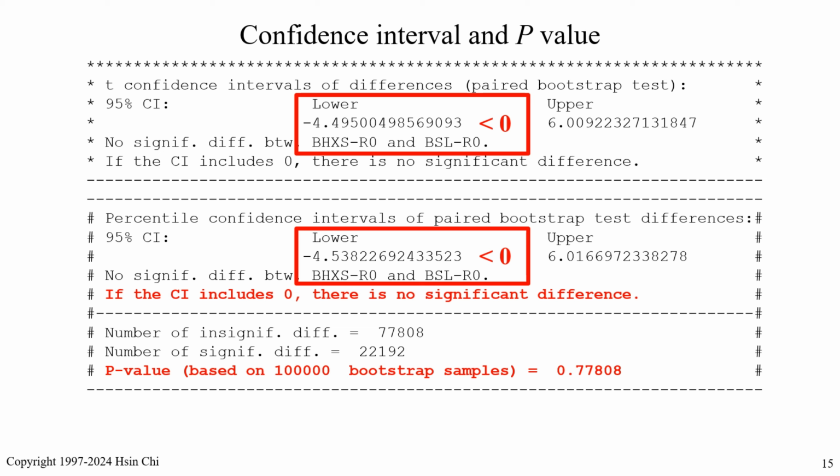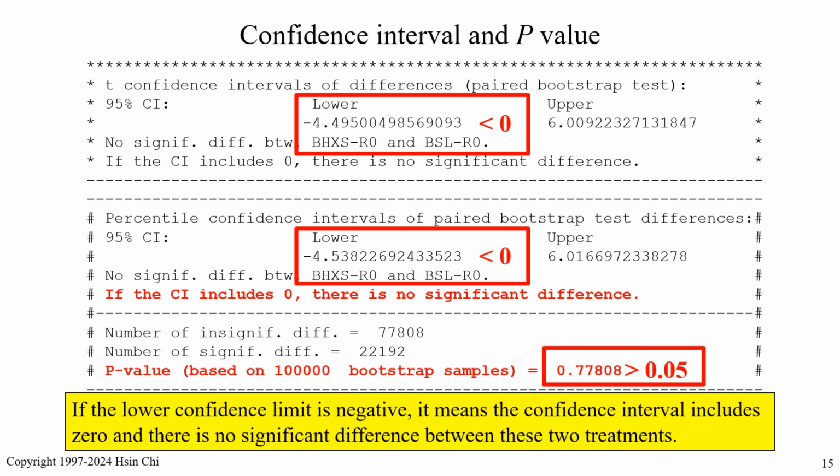The lower confidence limit of the percentile confidence interval is negative, at 0.538. It also shows there is no significant difference. The number of insignificant differences is 77,808. The p-value is 0.77808. It is greater than 0.05. It shows there is no significant difference. If the lower confidence limit is negative, it means the confidence interval includes 0, and there is no significant difference between these two treatments.